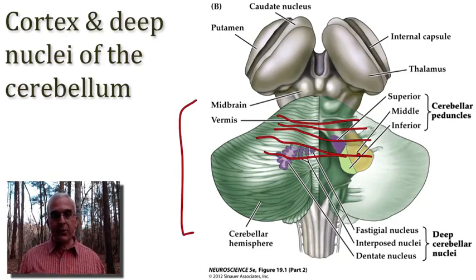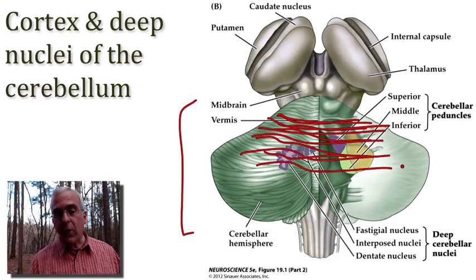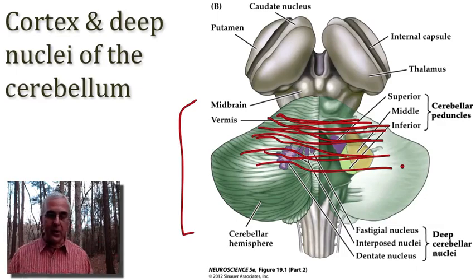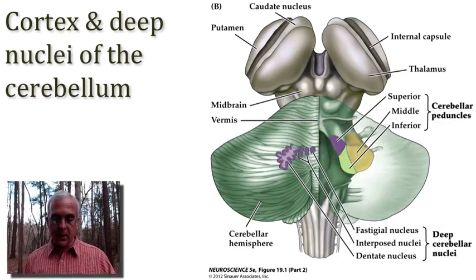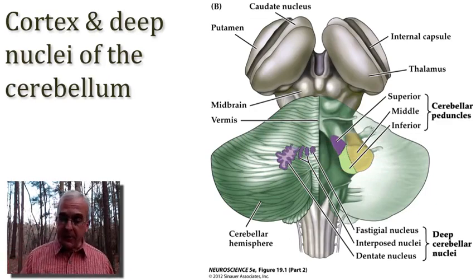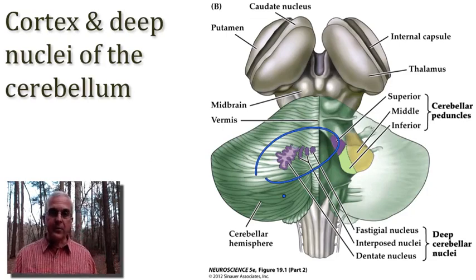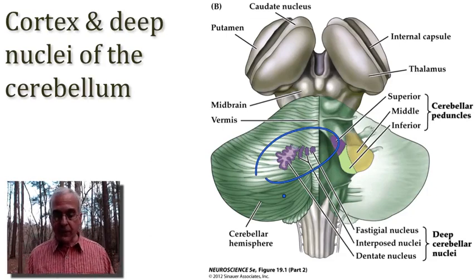So when we talk about the circuitry in detail, we'll see what accounts for this organization of these folia that extends across the long axis of the brainstem in this way. Now below the cortex there are the deep nuclei, and the deep nuclei are the structures that are highlighted here. They actually reside in the white matter just on top of the roof of the fourth ventricle.